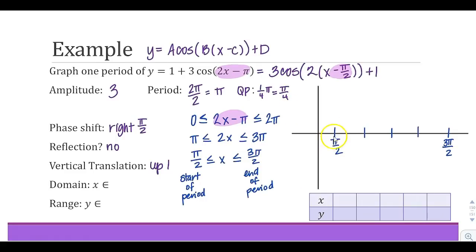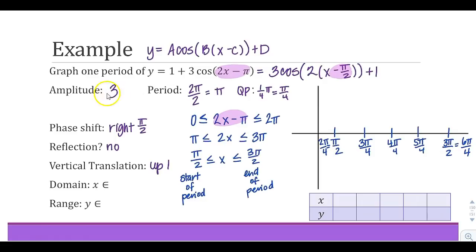So here we have our start of our period, pi over 2, the end of our period, 3 pi over 2. We still do need to label the tick marks on the inside. And we did find the quarter period was pi over 4, so each of these has to go up by pi over 4 every time. So starting at pi over 2, in order to add pi over 4 to get to the next tick mark, I'm going to rewrite this with a common denominator of 4. So this is 2 pi over 4, making this first tick mark 3 pi over 4, 4 pi over 4, 5 pi over 4, and 6 pi over 4. So now I have my tick marks labeled.